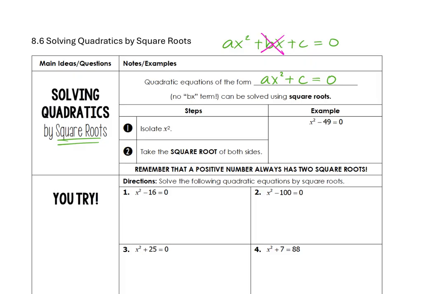Honestly, you guys, this is the easiest one in my opinion. You can disagree with me, but I think this is the easiest way to solve. So no bx term, you're going to solve by square roots, right? You're going to do a whole lot of square rooting of things today.